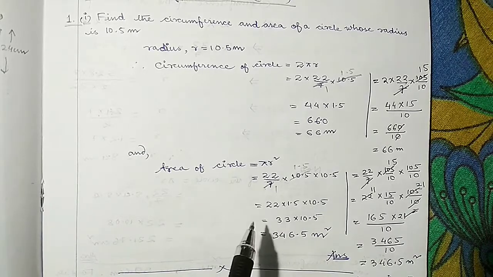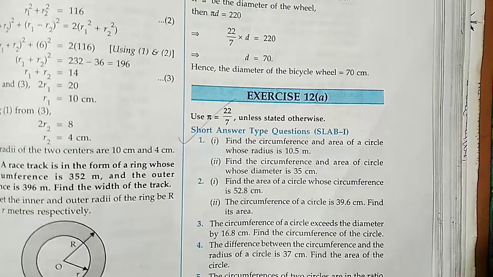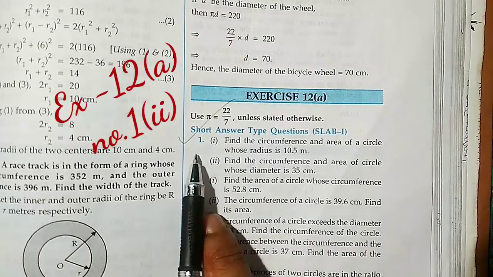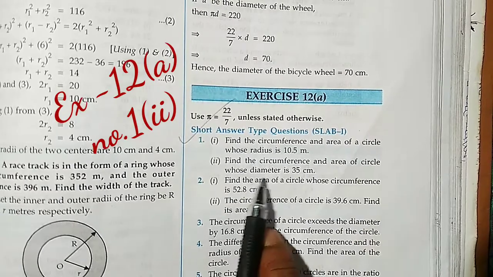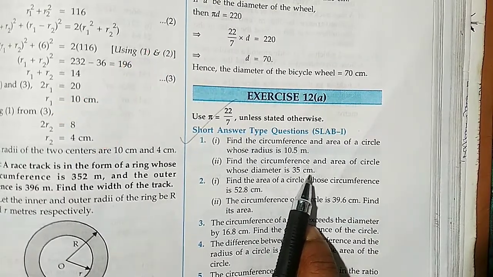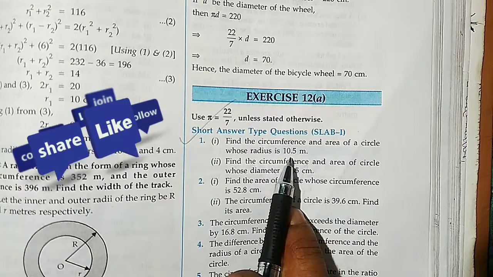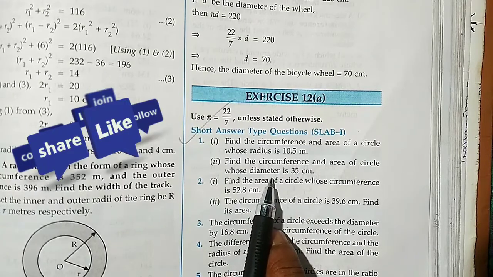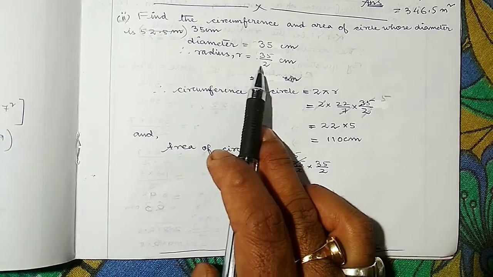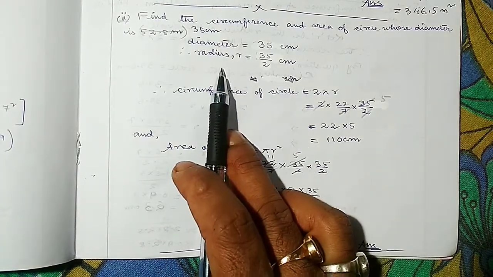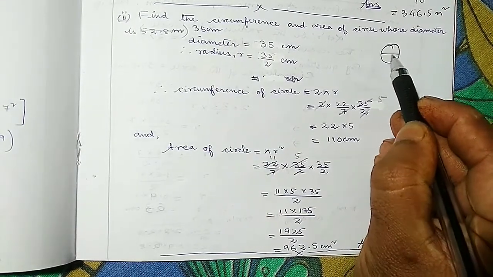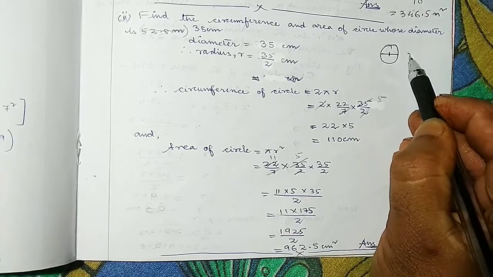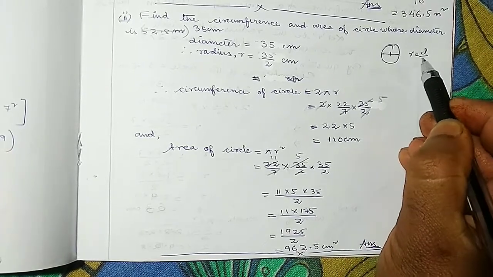Now I will do the second part of question number 1. In second part of question number 1, it is given that find the circumference and area of a circle whose diameter is 35 centimeter. In the previous question, radius was given, and in this question, diameter. So we have to first find the radius. Here diameter is given as 35 centimeter. So radius will be half of it, because in a circle, if this is the circle, this is the diameter, and half of diameter is radius. So radius is always diameter divided by 2.